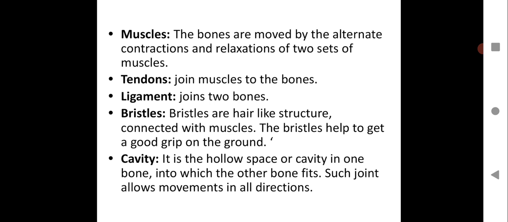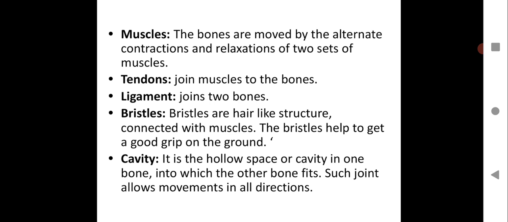Ligaments join two bones. Bristles are hair-like structures connected with muscles. The bristles help to get a good grip on the ground. Like bristles, you have seen the earthworm has bristles in its body structure, and that helps it to have a good grip on the soil. As we have seen the gait of animals, different animals have different types of bones. The earthworm has bristles on the outer covering of the body, and that helps to have a better grip when it moves on the ground.